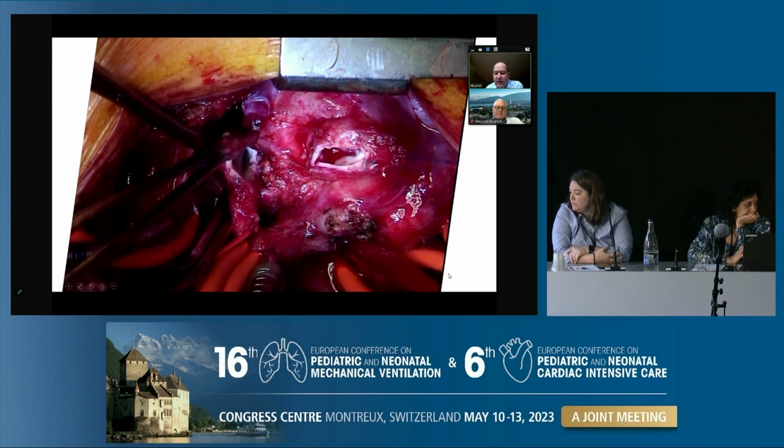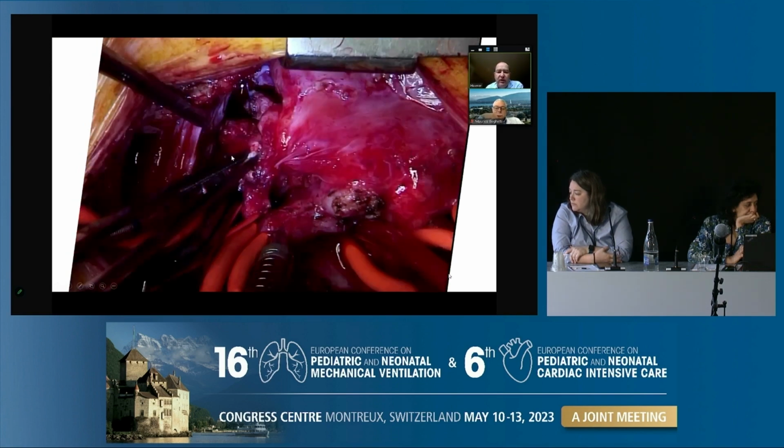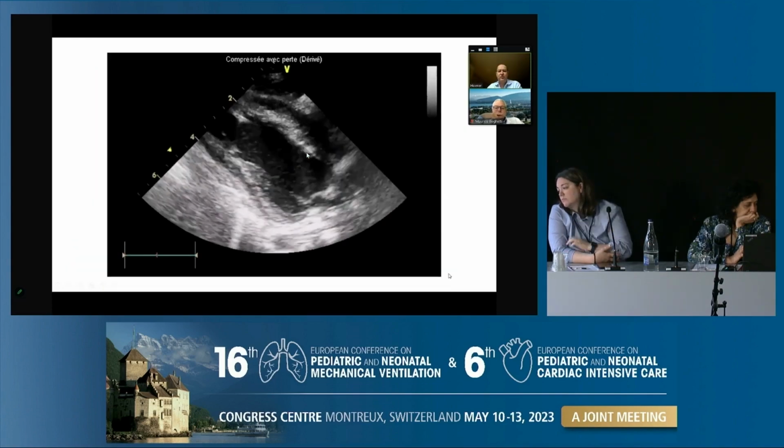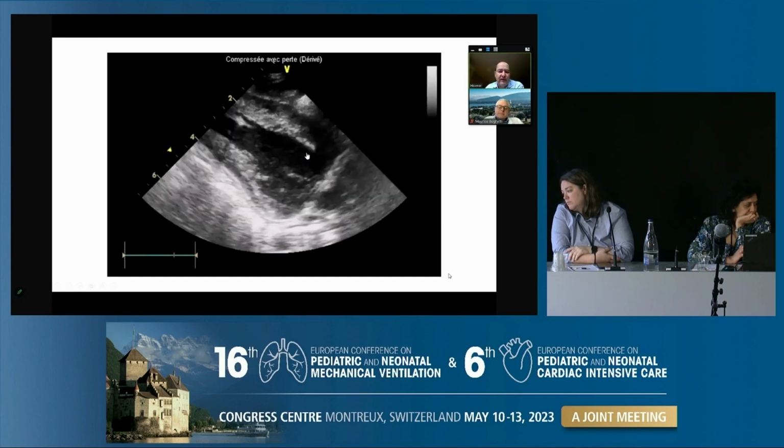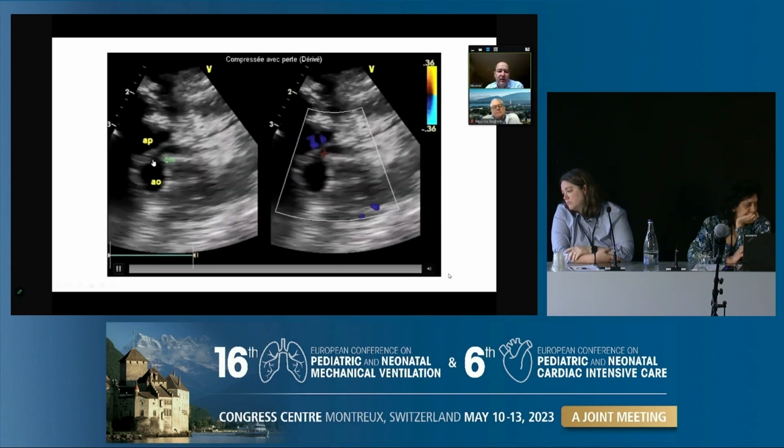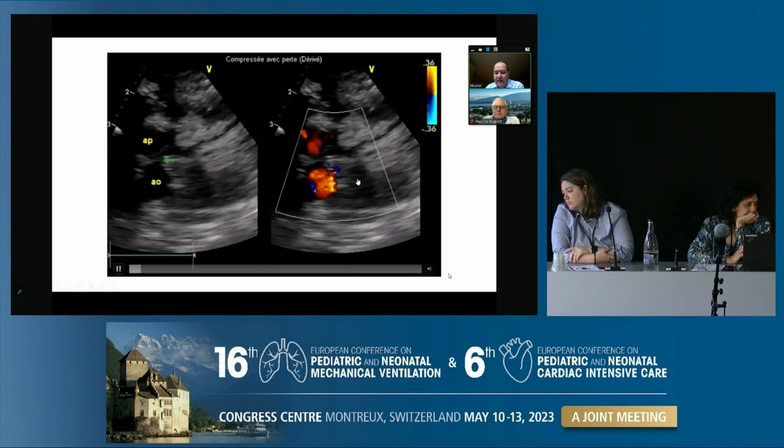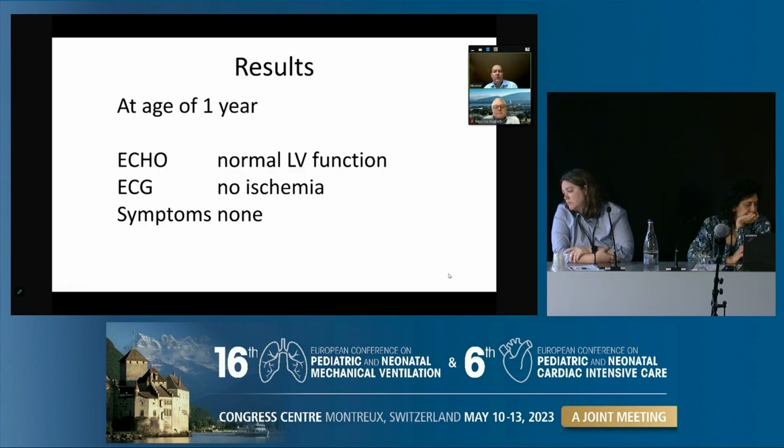Of course, then the continuity of the pulmonary trunk was re-established, and this was the postoperative echo. Obviously, that worked. We saw the LAD patent here, and the child was discharged with no symptoms 8 days after that operation, and 1 year later there was normal LV function and no ischemia. So this was a successful operation, but there are several other reports where that did not work.